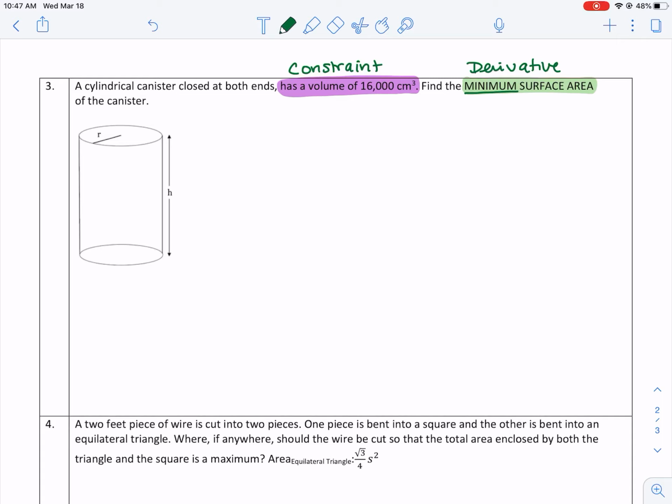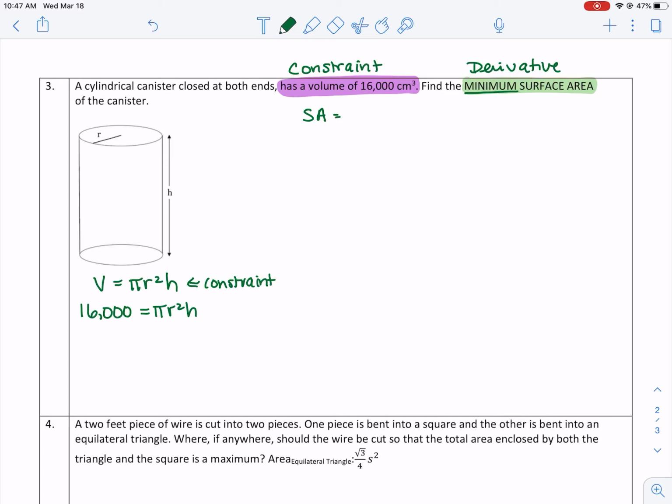So let's start with our formulas. First of all, the volume for a cylindrical can or cylindrical canister is volume equals pi r squared h. We know that the volume is constantly 16,000, so we have 16,000 equals pi r squared h. Again, this is your constraint. This is what is staying constant. That never changes.